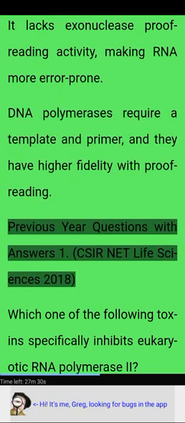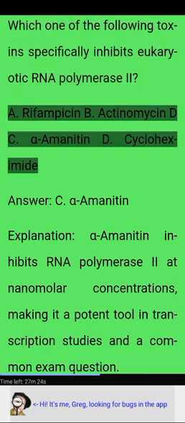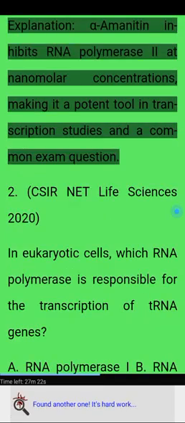Previous year questions with answers. 1. CSIR-NET Life Sciences 2018. Which one of the following toxins specifically inhibits eukaryotic RNA polymerase II? A, rifampicin. B, actinomycin D. C, alpha-amanitin. D, cycloheximide. Answer: C, alpha-amanitin. Explanation: Alpha-amanitin inhibits RNA polymerase II at nanomolar concentrations, making it a potent tool in transcription studies and a common exam question.